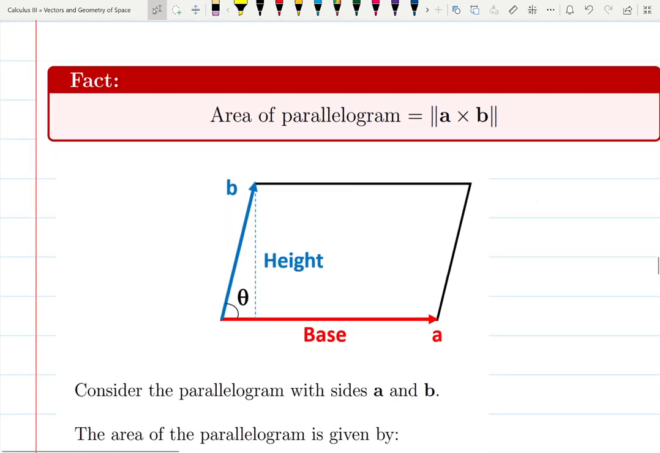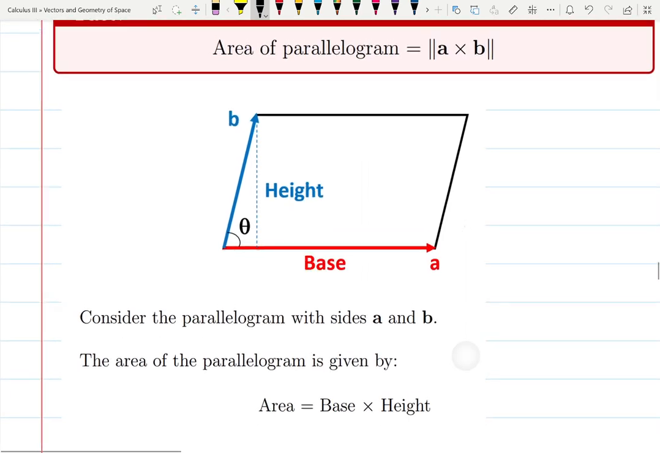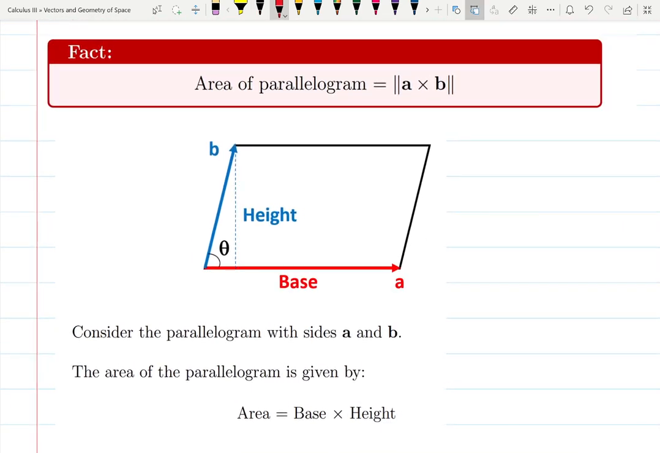Fact. To find the area of the parallelogram, you need to find the magnitude of the cross product. And there's a nice cute proof which you can watch in the video from ASU. A is the base, B is the height. We know how to find area of parallelogram. You're like, I don't know. Well, you can always ask your phone. Okay, Google, what is the area of parallelogram? And it should tell you. Hey Siri. Base times height.